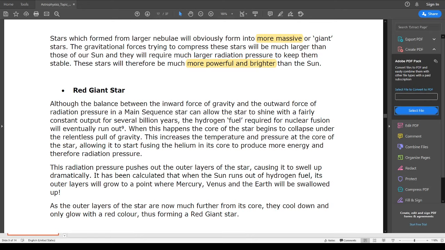Okay, let's see if there are any questions here. Okay, let me answer some questions now before I go to the red giant phase.